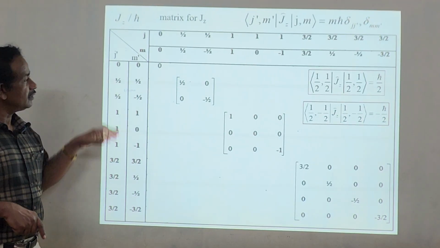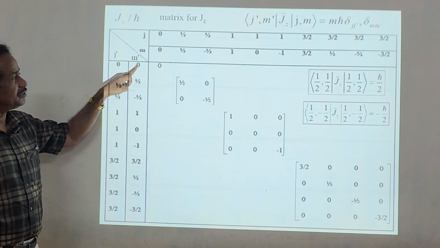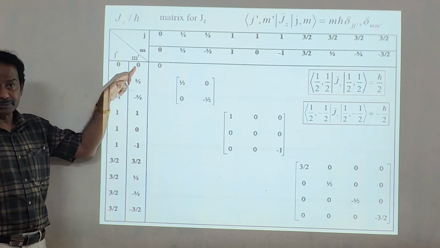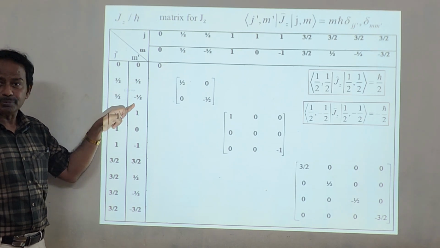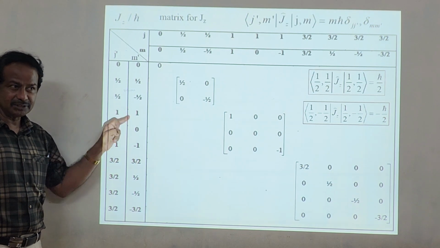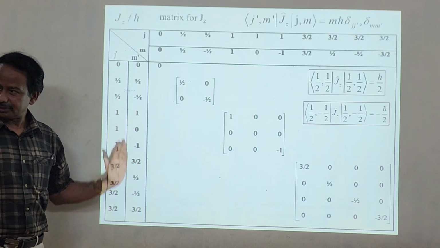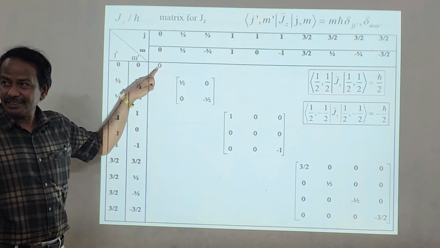Similarly, you can go for this side also, j dash, m dash, where j dash will be 0, m dash will be 0. J dash will be 1 by 2 and your m dash will be 1 by 2, minus 1 by 2. Your j dash will be 1 and your m dash will be 1, 0, minus 1. So something like that.